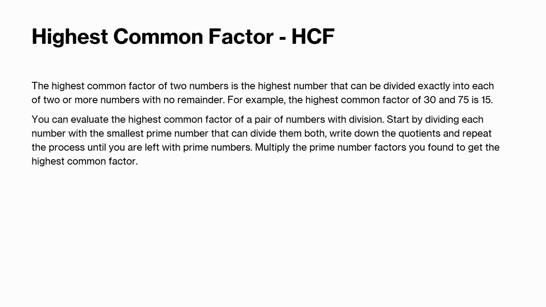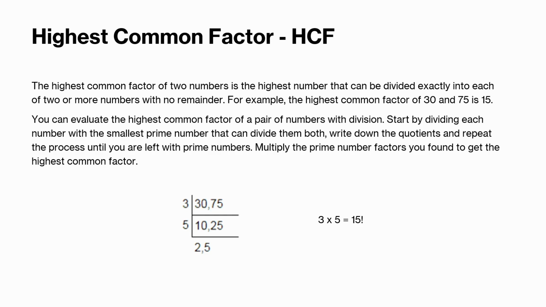You can evaluate the highest common factor of a pair of numbers with division. You start by dividing each number with the smallest prime number that can divide them both. In this case, 3. So you'd get 30 divided by 3, which would give you 10. 75 by 3 would give you 25. You write down these quotients, and you repeat the process until you are left with only prime numbers.